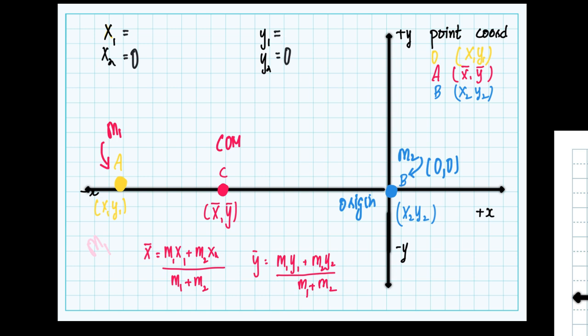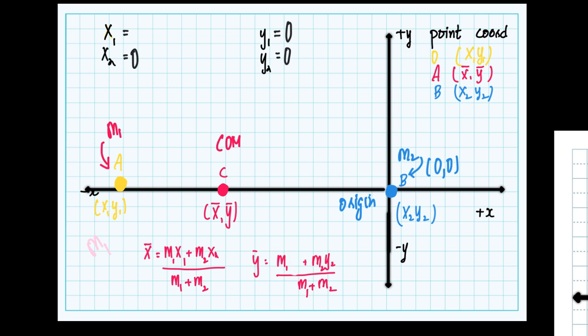Now what is x1? x1 is the x coordinate of A. y1 is the y coordinate of A. Since m1 is placed on the x-axis, y1 is a point on the x-axis, and for any point on the x-axis, the y coordinate of that point will be equal to 0, right? So let me just write down these values over here.